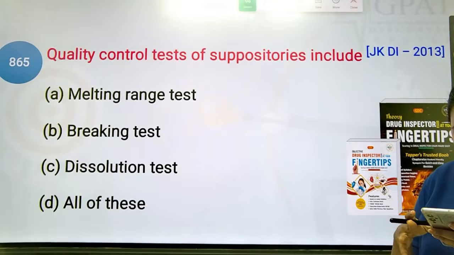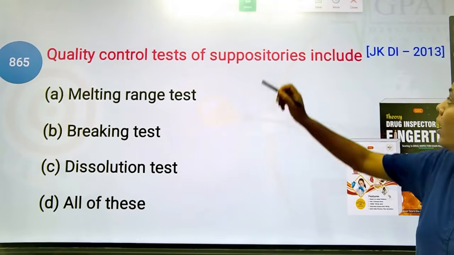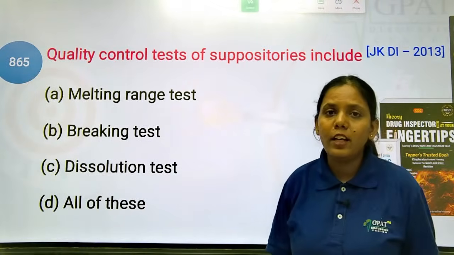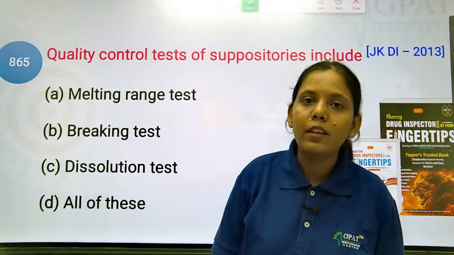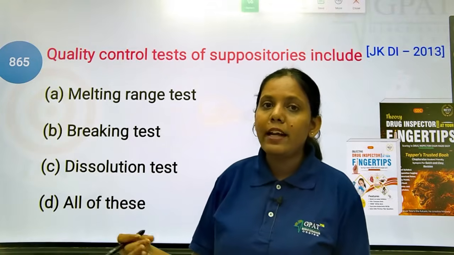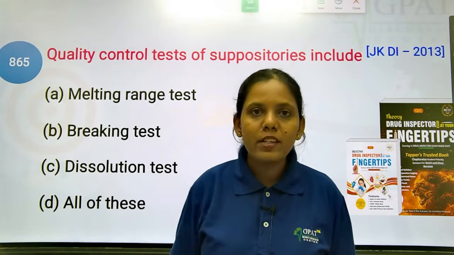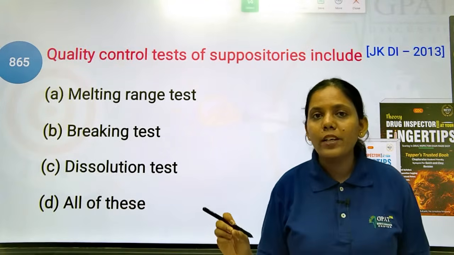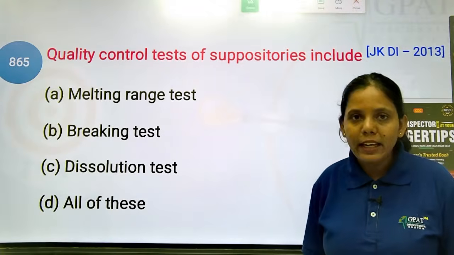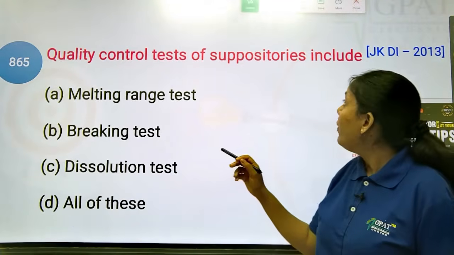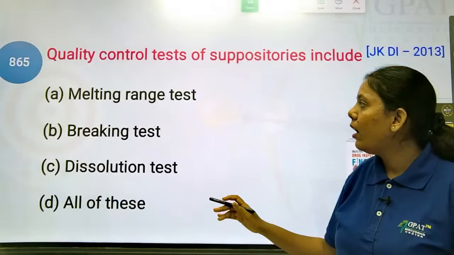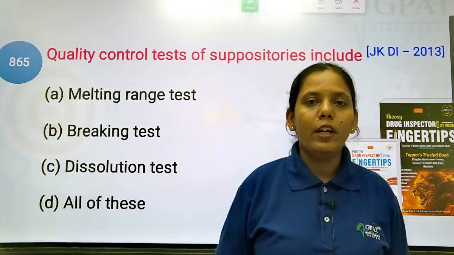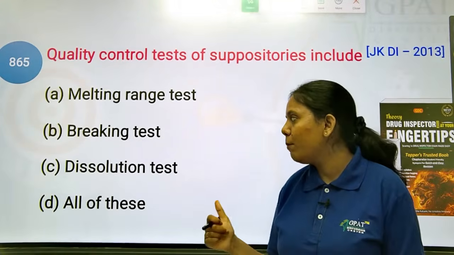Okay, next question is, quality control tests of suppositories include... Quality control tests are nothing but the evaluation parameters that will make sure that whatever suppository has been formulated will have the required characteristics. Melting range test, yes, because we assume that whatever suppository has been formulated, it should melt at body temperature. So melting range test is important.